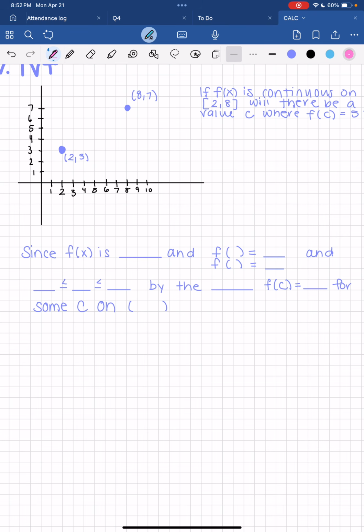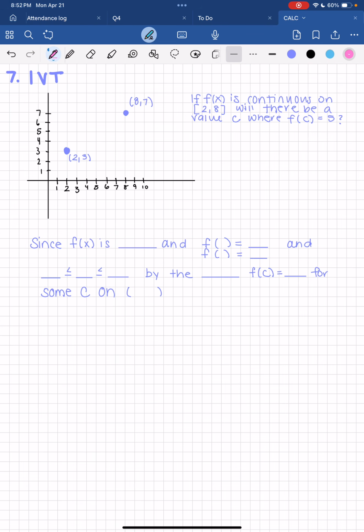It's just kind of annoying on how to explain yourself. So basically it's saying if f is continuous, that's like the main idea, we have to be continuous on the closed interval 2 to 8. So here's 2, here's 8. They want to know, will there be a value of c, so x, where y is going to equal 5? So this is basically saying, am I going to hit a y value of 5?